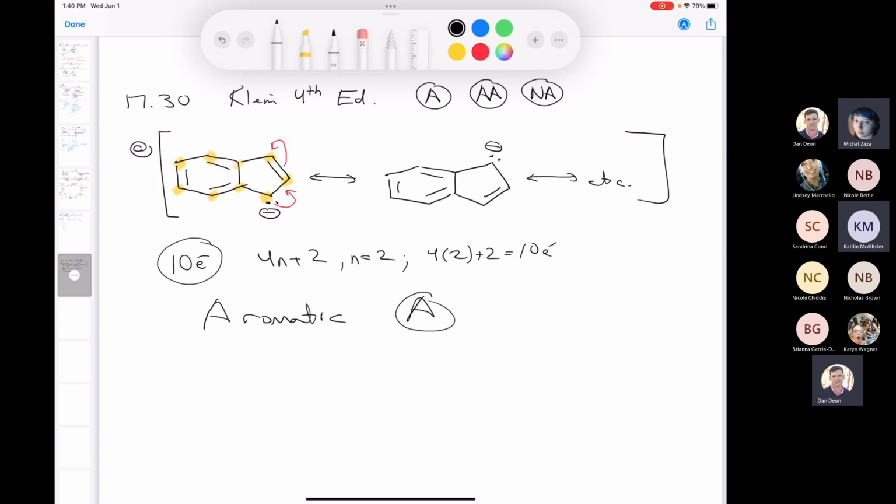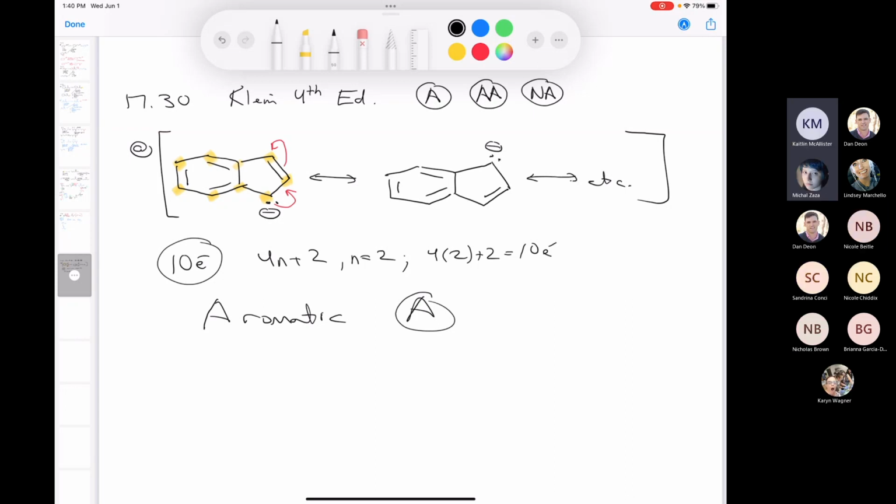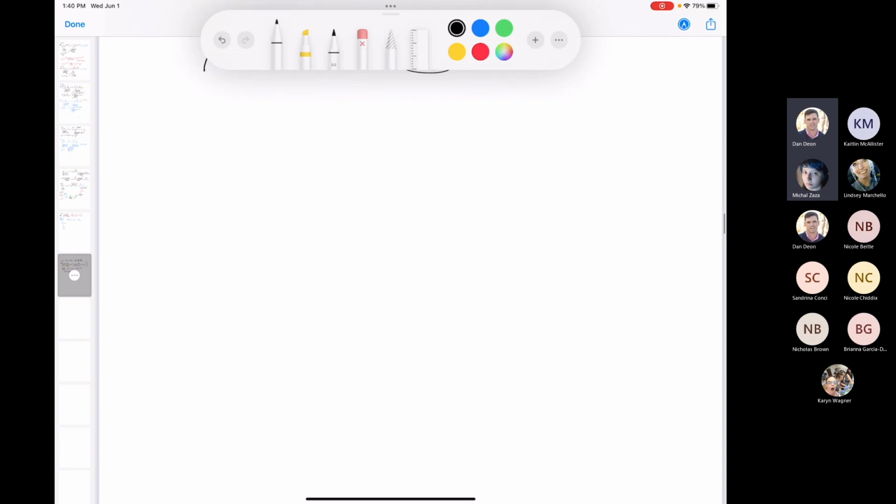Go ahead. So I'm kind of confused about this still. You said it's 4n plus 2 electrons, but also it doesn't have to be an even number of electron pairs. No, it's an odd number of electron pairs. Oh, okay. Right, so it's 4n plus 2. So get this straight: 4n plus 2 electrons in the p orbitals.